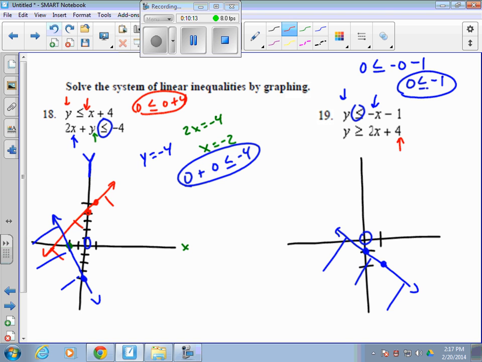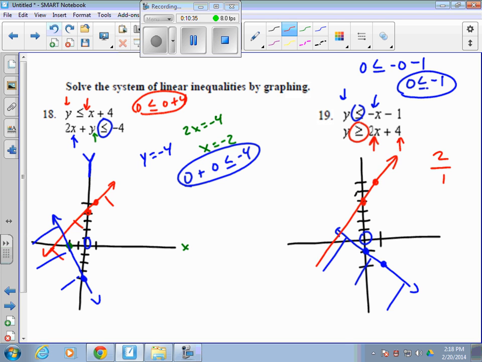The other equation says y equals mx plus b. Again, your b value this time is positive 4. So positive 1, 2, 3, 4. Begin there. Your slope value, m, is 2, which is over 1. So go up 2 more, 1, 2, and to the right 1. There's your second point. It says greater than or equal to, again, a solid line, not a dashed line.